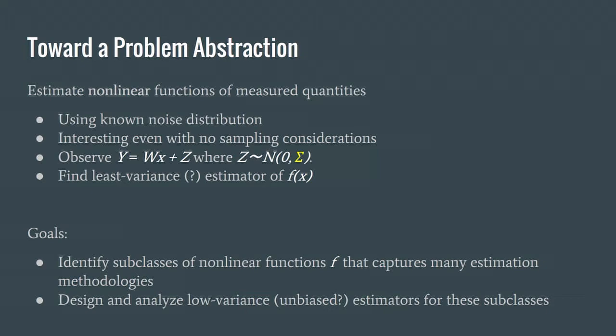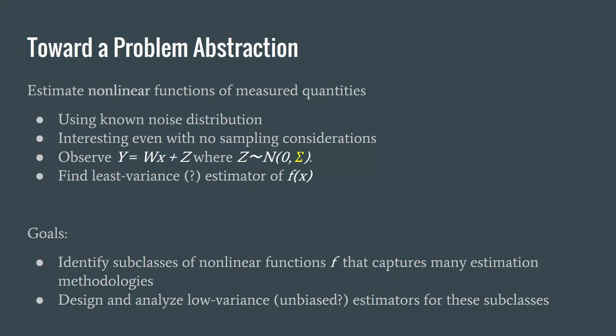So, again, the formulation of this is you're given a set of noisy measurements, and a target function f, your nonlinear function f of x, the underlying data that you want to compute. And you want to compute, say, a least variance or maybe an unbiased estimate of f of x.